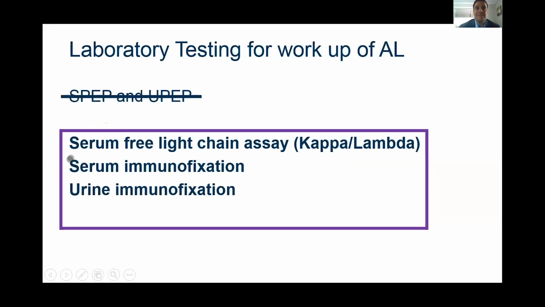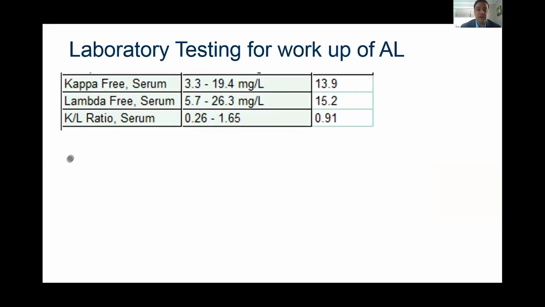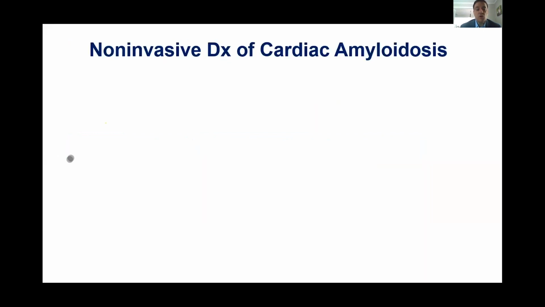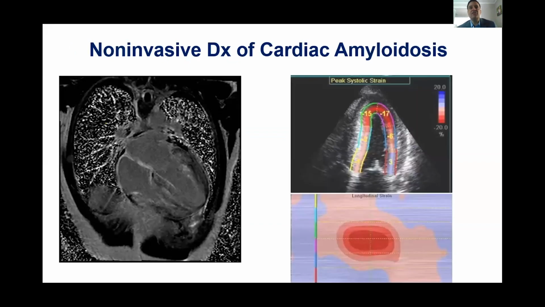The problem with an SPEP and a UPEP, electrophoresis, is that it's not sensitive enough in and of itself to pick it up. So it's crucial to do the right lab testing. This is an example of a normal serum free light chain ratio, where the kappa and lambda are almost equal. And here you can see the lambda is much, much higher than kappa, with an abnormal ratio. So that lab testing, in addition to some non-invasive tests, can be useful.